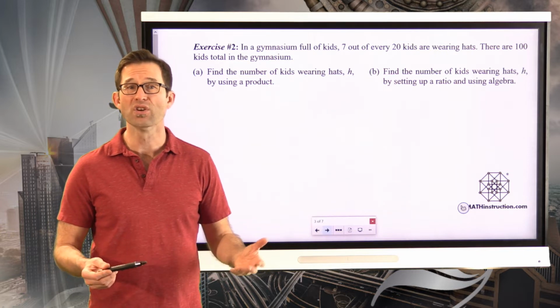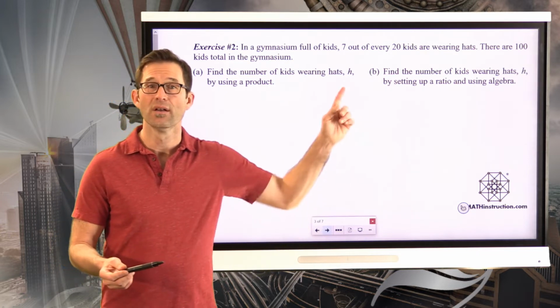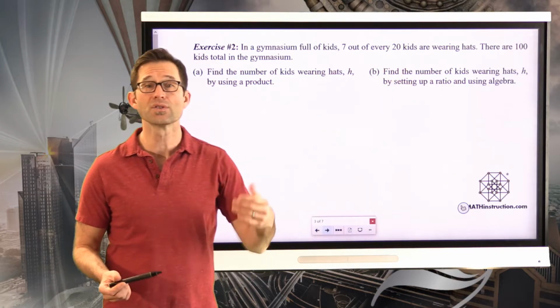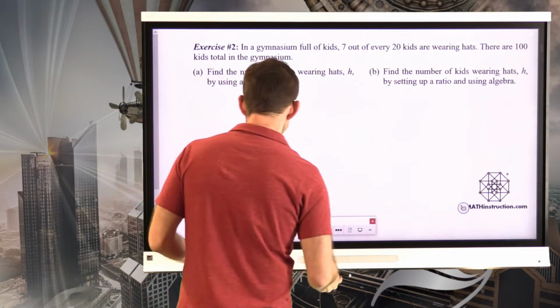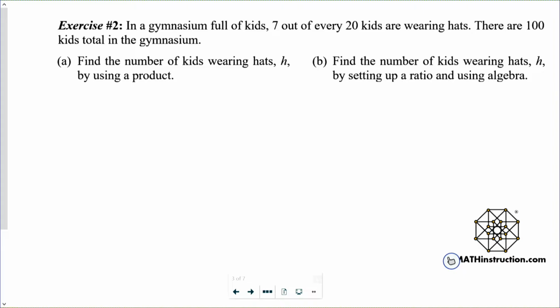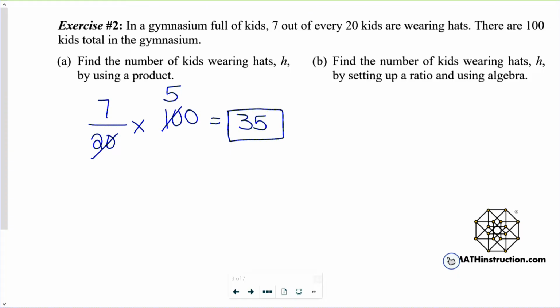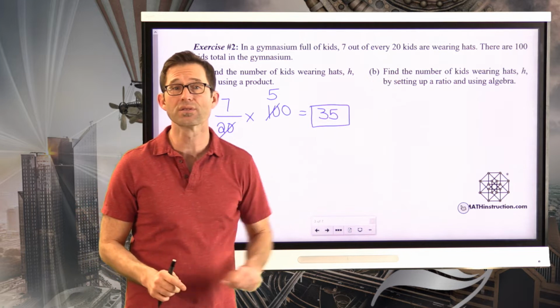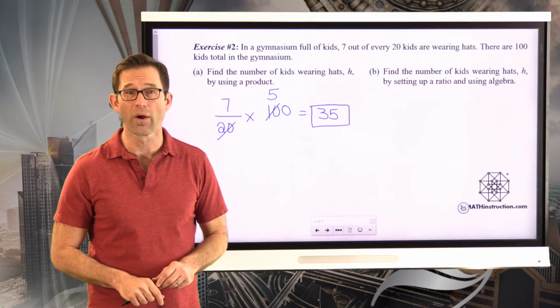Well, what fraction of students are wearing hats? 7 out of every 20, so 7/20ths. So the easiest way to figure out the number of kids who are wearing hats is to do a product. 7/20ths times the total, 100. Now I can do 100 divided by 20, which is equal to 5. And I can do 7 times 5, which is equal to 35. There must be 35 students who are wearing hats, because 7/20ths of the total are wearing hats.